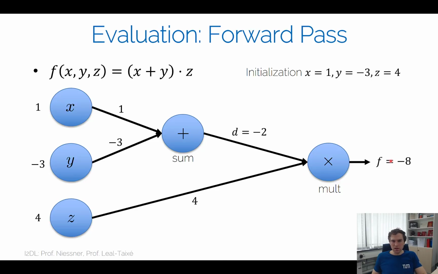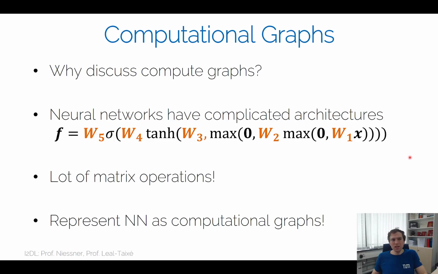Right? So now what we've been doing is we simply took this equation, wrote it as a compute graph, and now we could also evaluate it in a step-by-step fashion, right? We just go from left to the middle, to the intermediate values, to the right, and then we get an output. Okay, so why do we discuss that? Well, the reason why we're discussing it is that neural networks are essentially compute graphs, right?